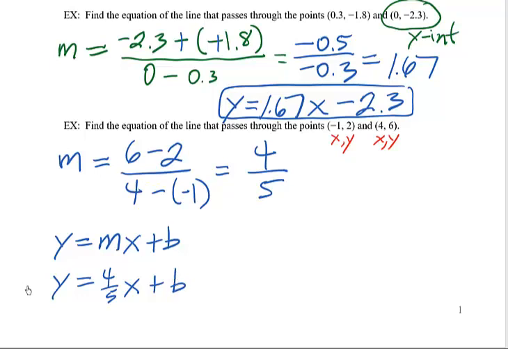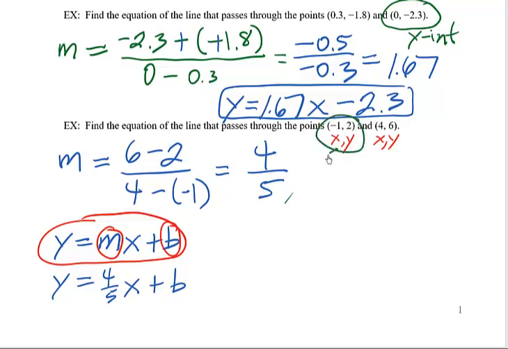I like to call this the temporary plug-in approach. I'm not going to permanently plug in an x and a y. I know that my final answer is going to look like this. The m is going to be filled in. The b is going to be filled in. There's going to be an x and a y in my final answer, but temporarily, to help me find the b, let me go ahead and pick one of these points and stick it in. You can use either one you want. I'll just go ahead and use this one.